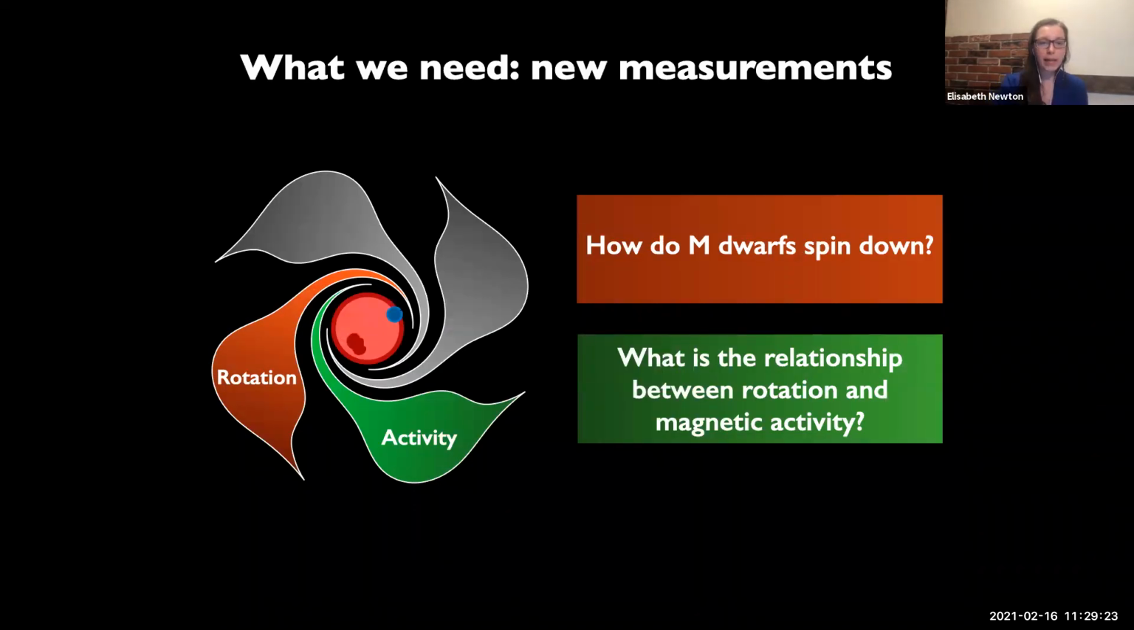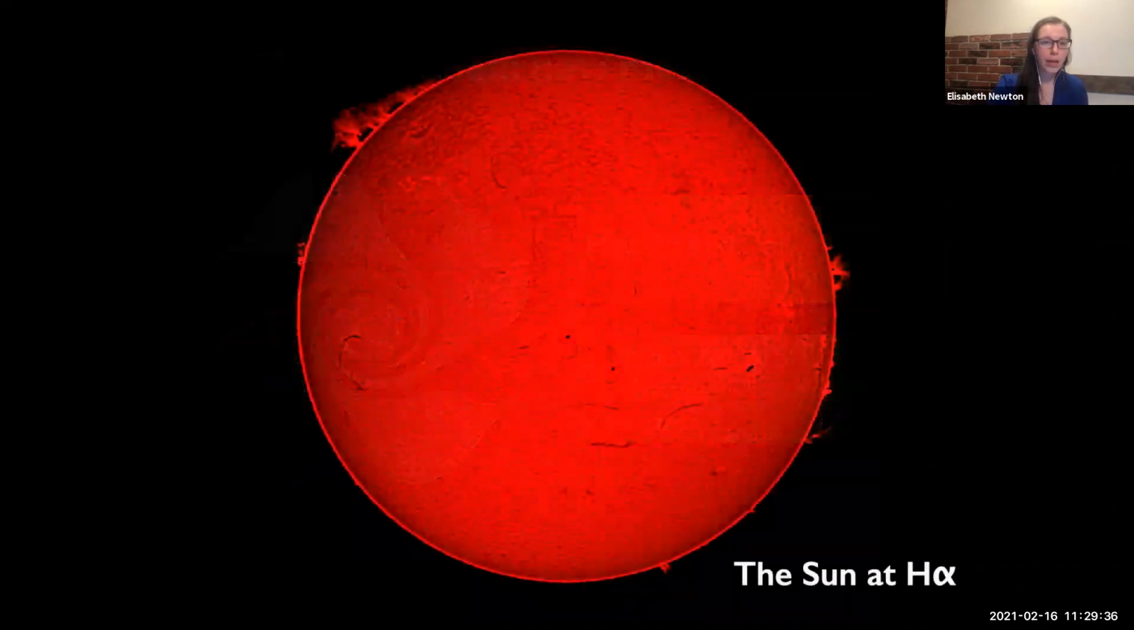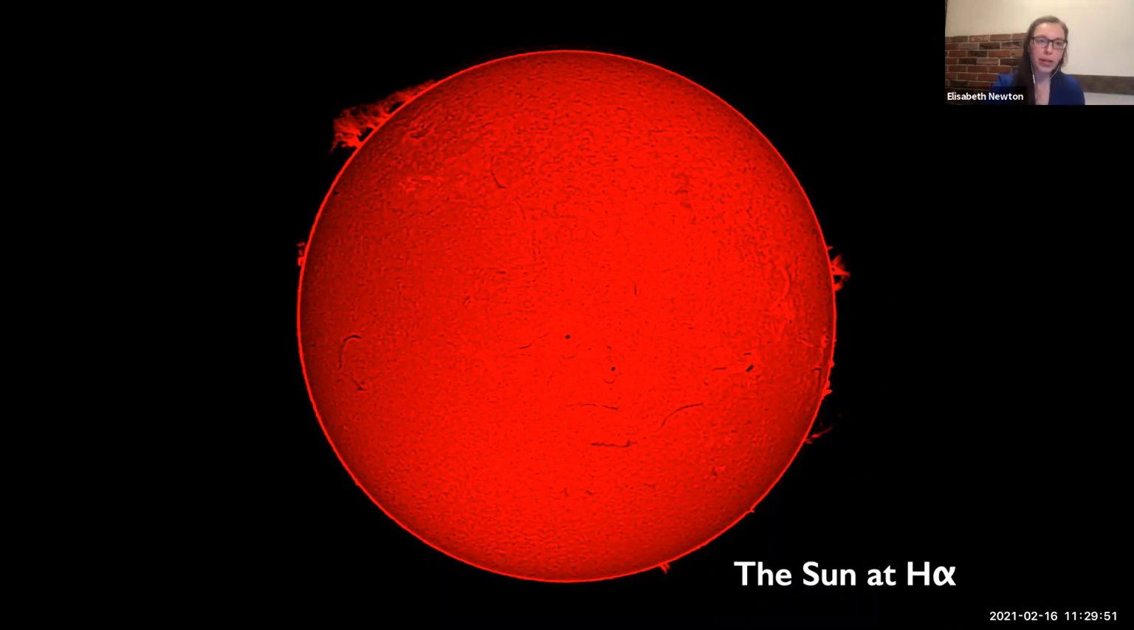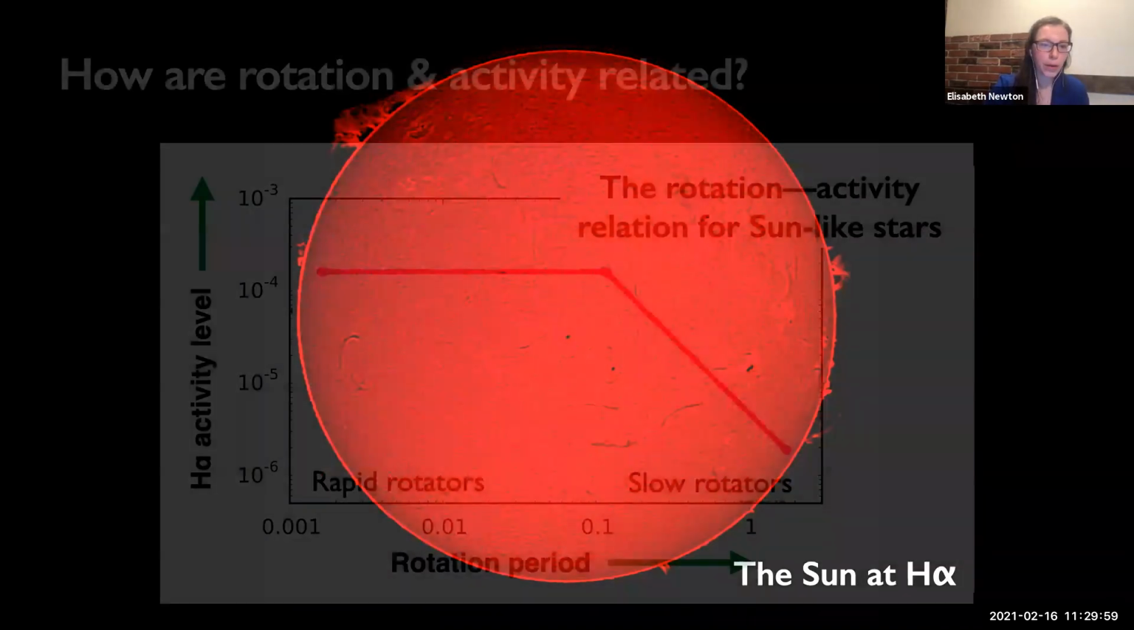So now we've got this large sample of M dwarfs with rotation period measurements. And the next question we had was, how are rotation and magnetic activity related in M dwarfs? To probe magnetic activity, what I have done so far is to use H alpha chromospheric emission. And with that measurement, we're measuring the excess amount of H alpha emission for M dwarfs, since there is also a fair amount of photospheric emission at this wavelength, of course.